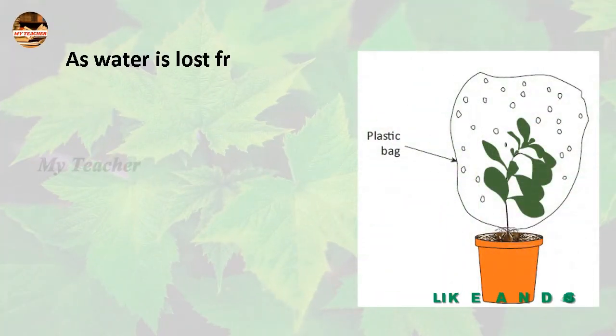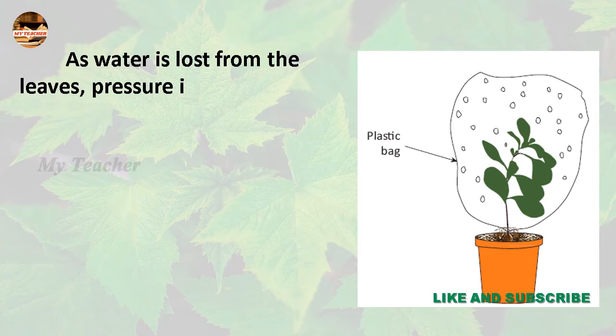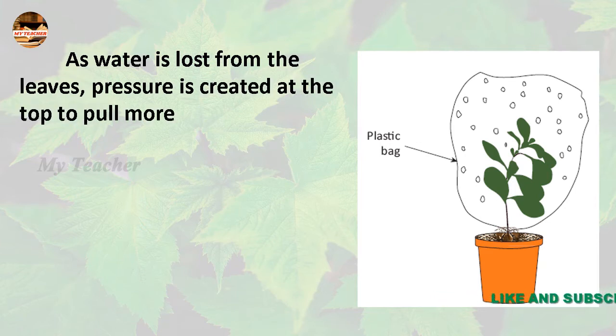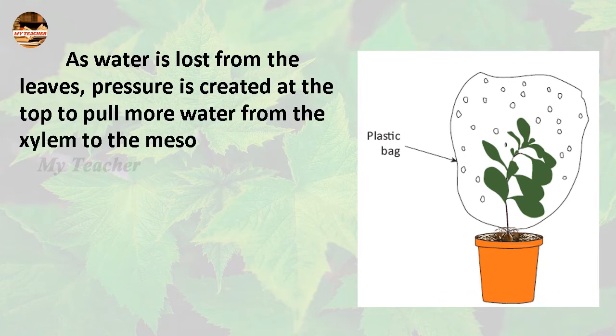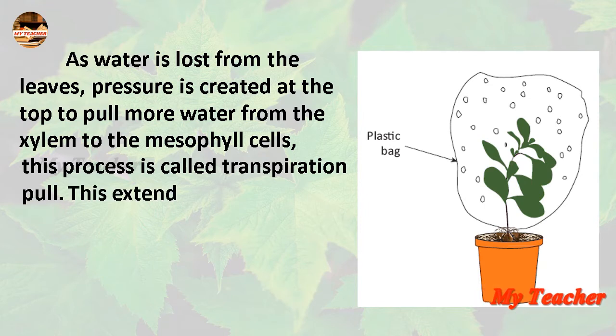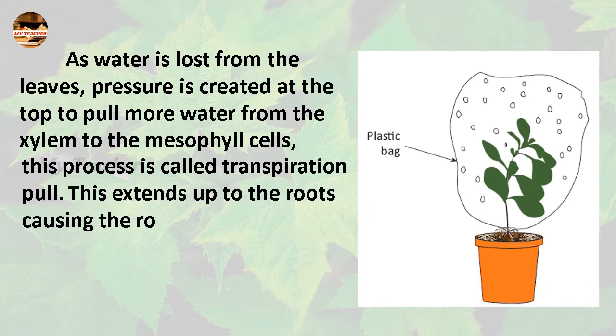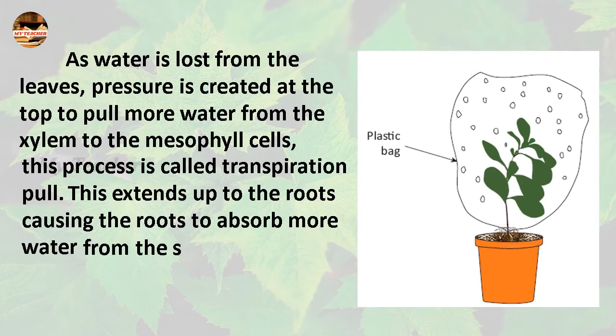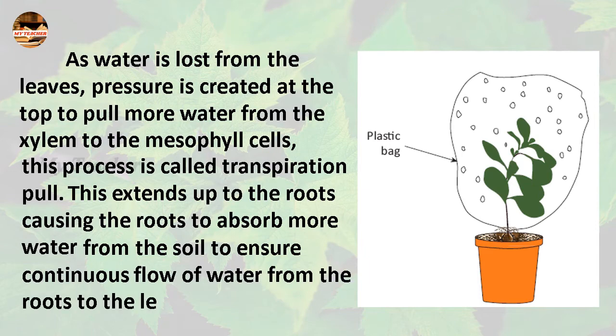As water is lost from the leaves, pressure is created at the top to pull more water from the xylem to the mesophyll cells. This process is called transpiration pull. This extends up to the roots, causing the roots to absorb more water from the soil to ensure continuous flow of water from the roots to the leaves.